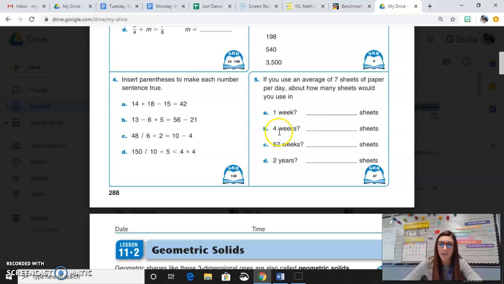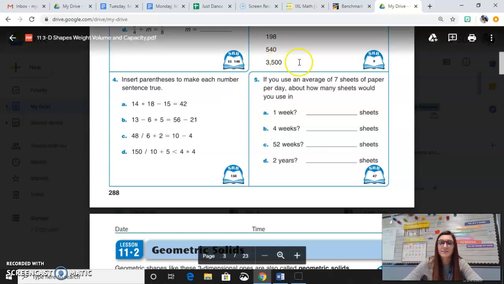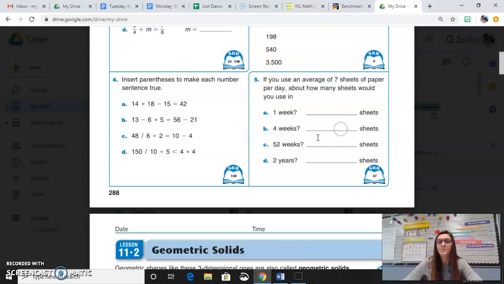For the next one, you're going to have to do a multi-step. 4 weeks. Okay, I know there's 7 days in a week, so 4 weeks would be 4 times 7. That's 28 days. Then you're going to times how many days by the sheets of paper. So 7 times 28 will give you this answer. Okay.